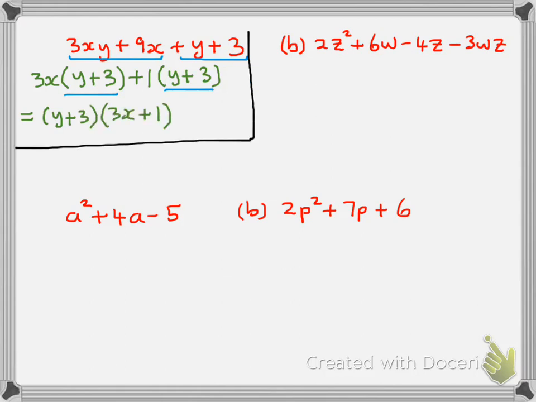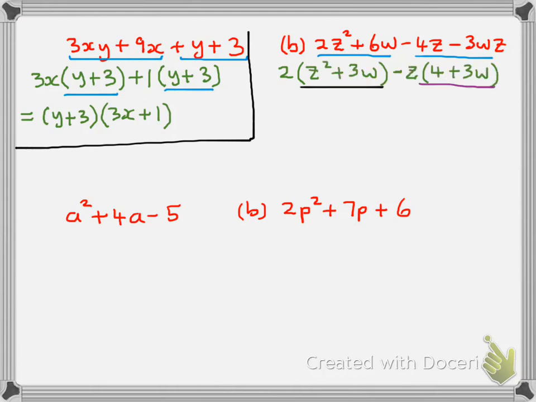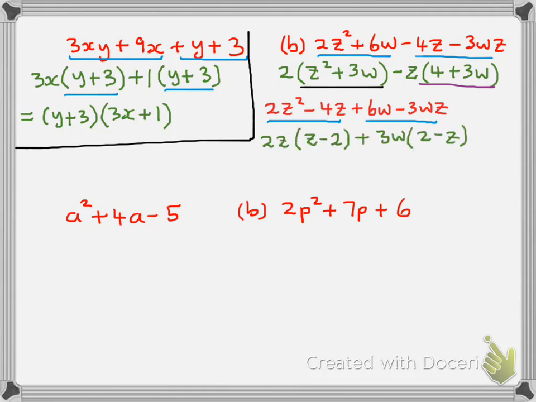And for the second example here, you can see that when you factor out your first two terms and your second two terms, you don't have matching factors. So you have to rearrange. If you rearrange the expression and pair them up like we did previously, the factor for the first two terms will be 2z, and for the second two terms, it will be 3w. And if you factor those out, you can see that in the brackets, you have z minus 2 and 2 minus z. Now, those are very close.